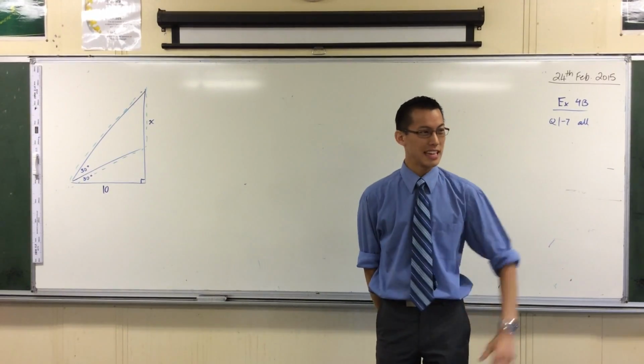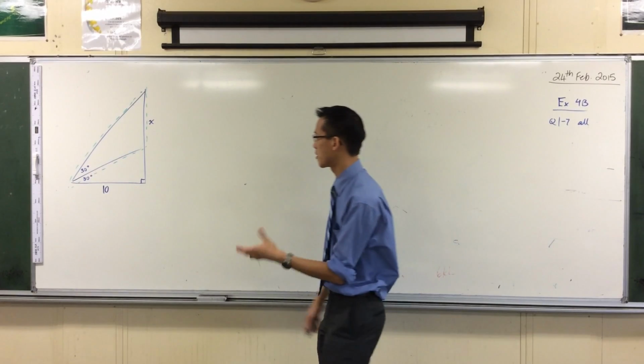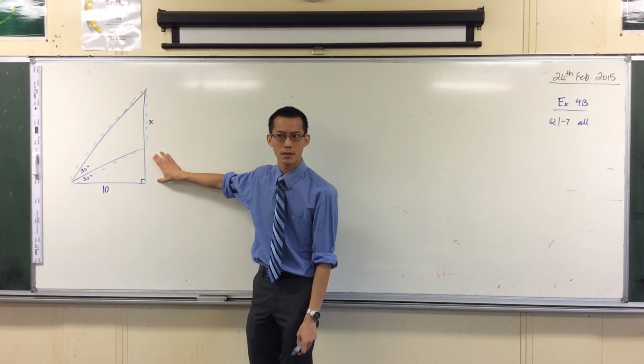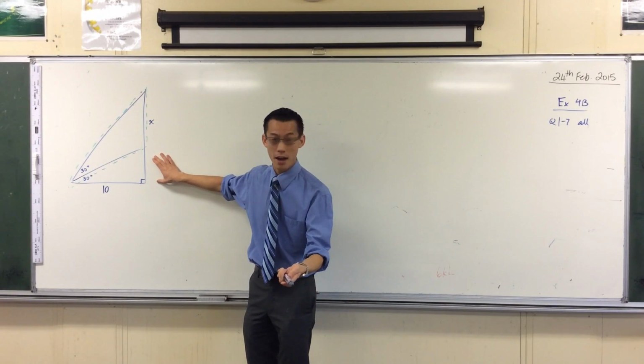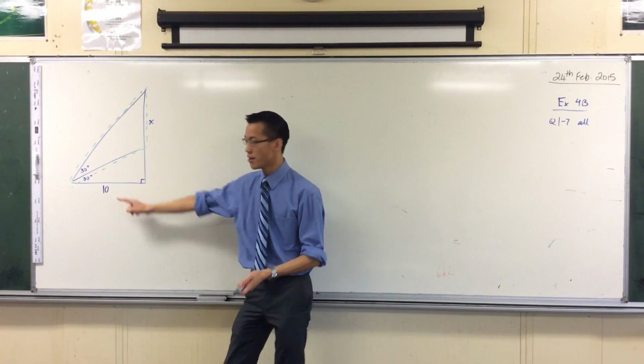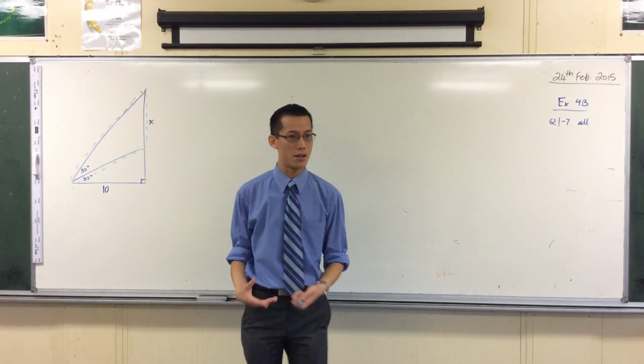This is interesting because there's an intermediate length. I have to work out this length down here. How do I work it out? What am I going to use? I'm going to use tan, aren't I? Right? Because I've got an angle here. I have its adjacent side known, and the opposite side is what's unknown, okay?